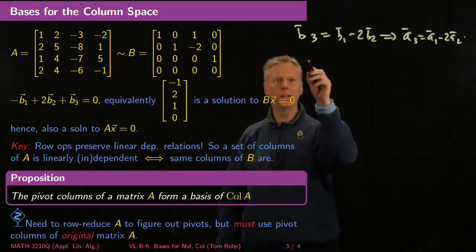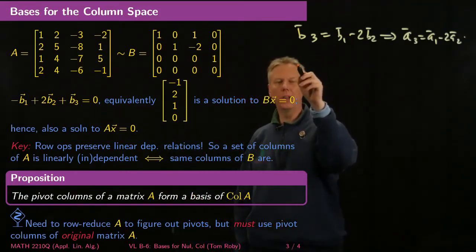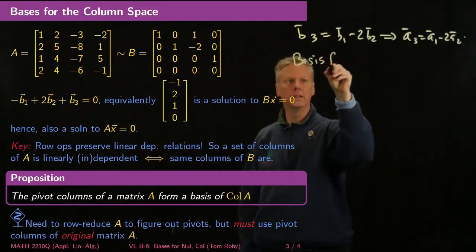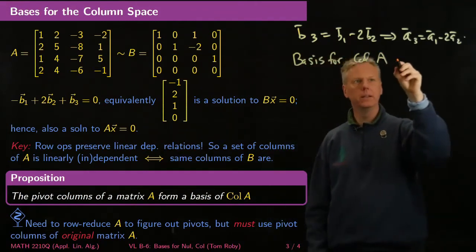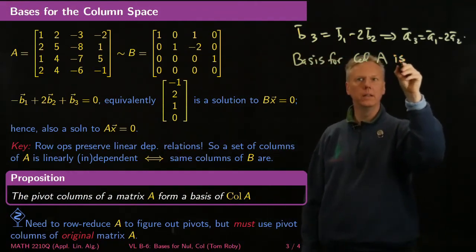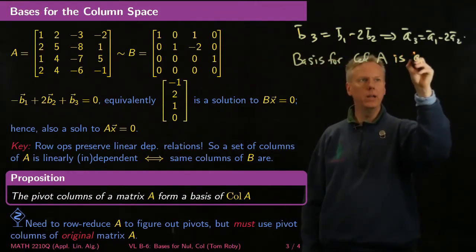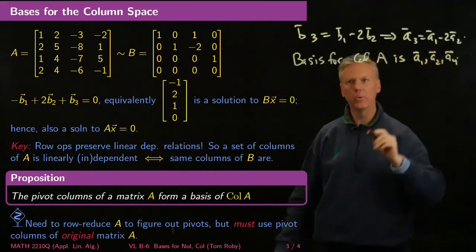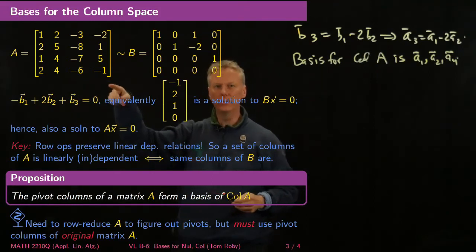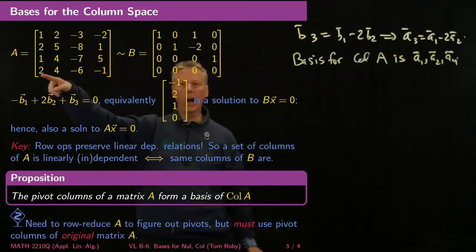Okay? So the point here is that a basis for the column space of A is going to be A1, A2, and A4, right? The first, second, and fourth column. So it's the same columns here, but it's the columns from A.